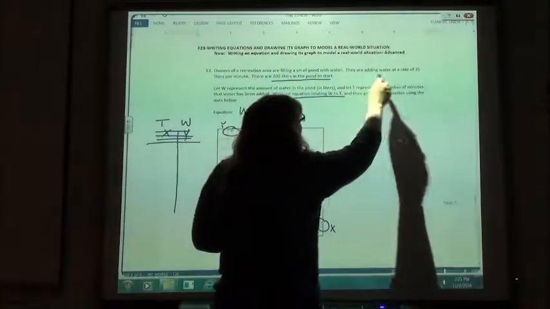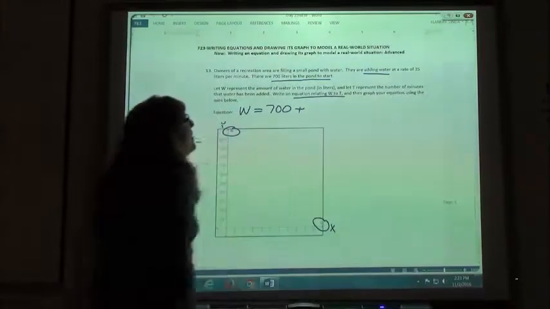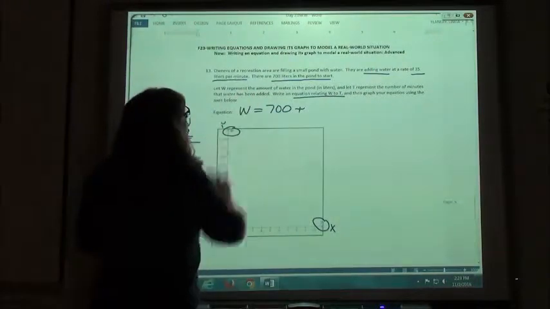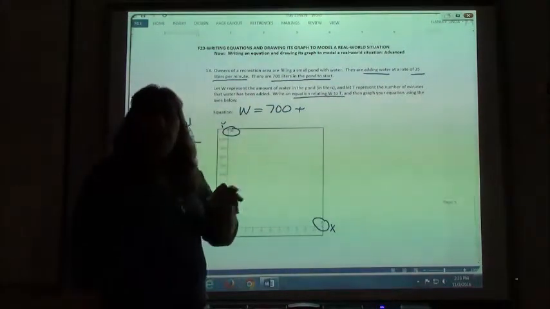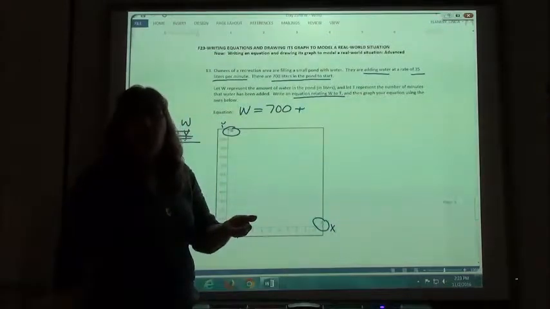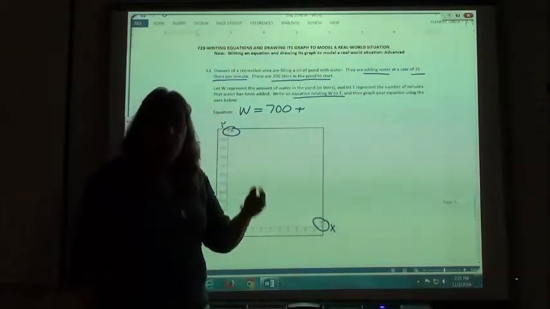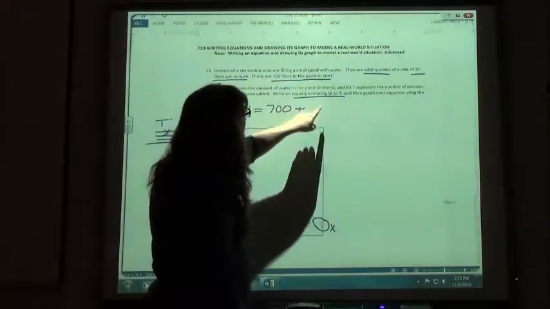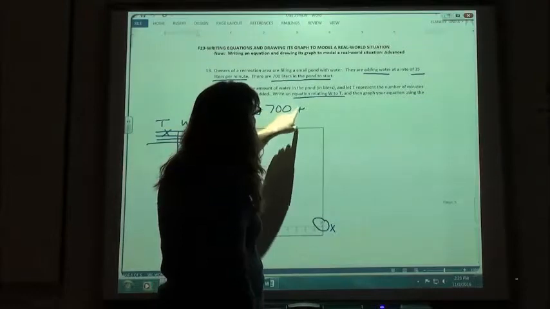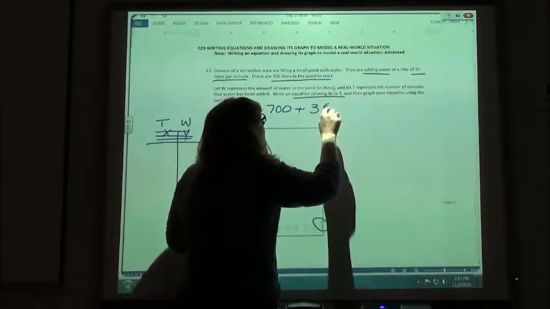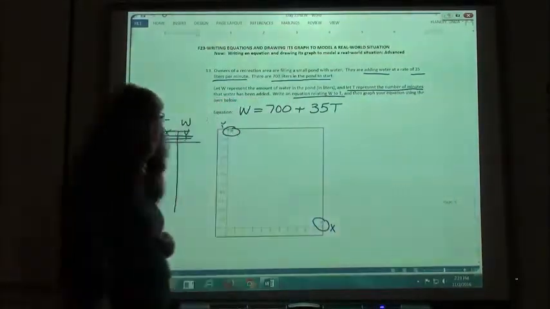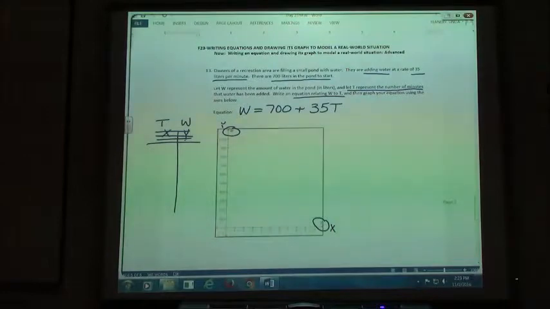I am going to add water. So I am going to add, and I'm adding my water at a rate of 35 liters per minute. 35 liters every minute. So if I run it for 1 minute, it's 35 liters. If it's 2 minutes, it's 35 times 2, 70 liters, and so forth. So 700 in this pond to start. I'm adding water at a rate of 35 liters every minute. T is representing my number of minutes. That was my time. So I have W equals 700 plus 35T.